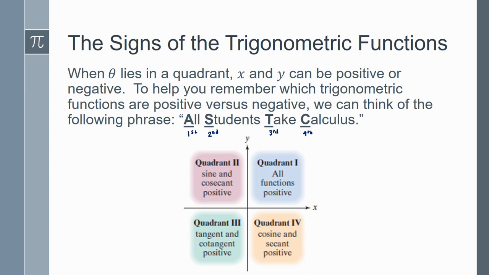T stands for tangent. So tangent and its reciprocal cotangent are the only ratios that are positive in the third quadrant. And then C for calculus, well, C is the same thing with cosine. So in the fourth quadrant, cosine and its reciprocal secant are the only ratios that are positive. So hopefully that phrase can help you. But once again, sketching a picture is always going to be the most beneficial thing for us.